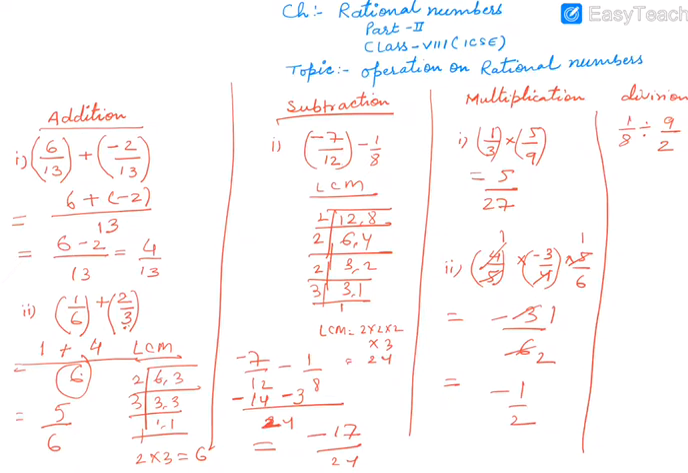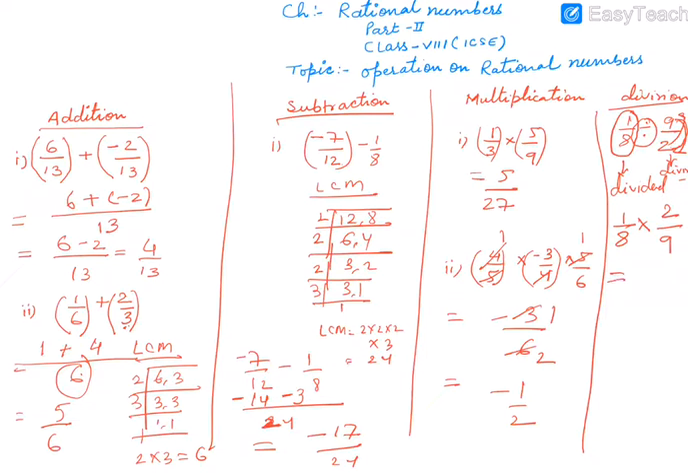Same division. See, this is your dividend, and this is your divisor. While doing the division, we have to convert this sign into multiplication. In this procedure, we take the reciprocal of the divisor. What is reciprocal? We convert this denominator into numerator and this numerator into denominator. This 9 shifts here and 2 shifts here. So 1 by 8, and we change this sign into multiplication, and it becomes the reciprocal of 9 by 2. It will become 2 upon 9.